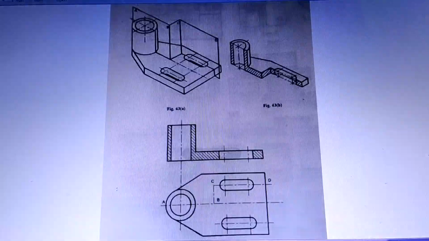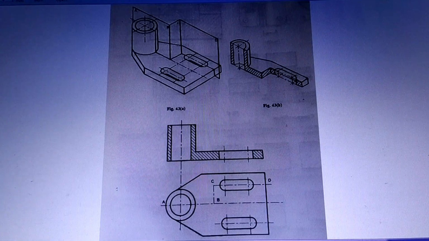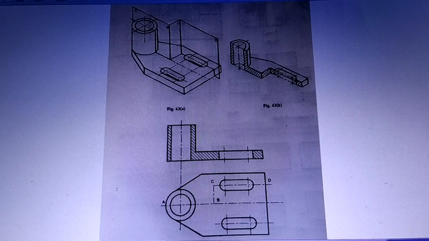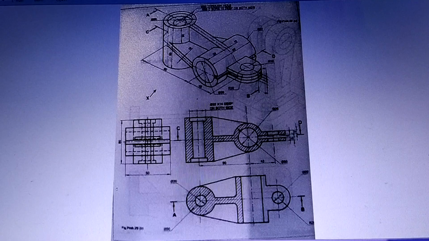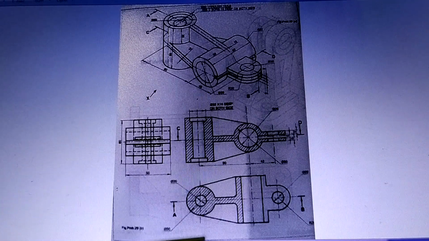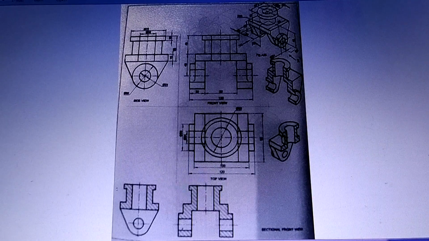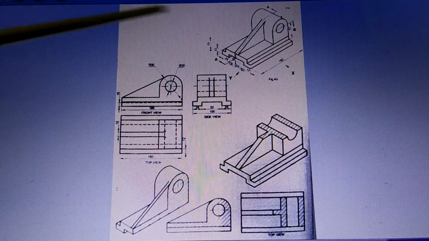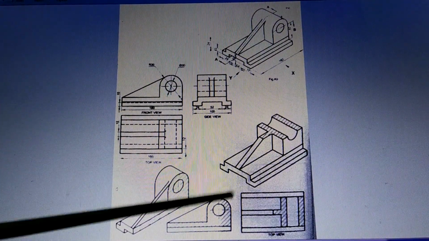And before that we have seen some objects and we have learned different types of sections. So the offset section plane was here. Then there's an entire object and it is shown in sections in front view and top view. One more example of an object shown in sections as well as the normal orthographic view. Another object shown in section like this.